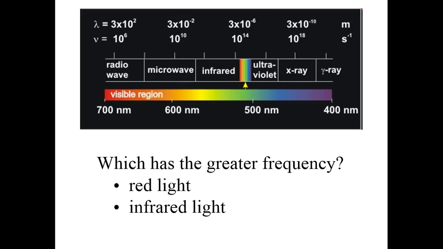If we ask which has the greater frequency, red light or infrared light, we can see that all visible light has a frequency between 10 to the 14th and 10 to the 15th per second, whereas infrared light is centered around 10 to the 13th per second. Red light would have a greater frequency.